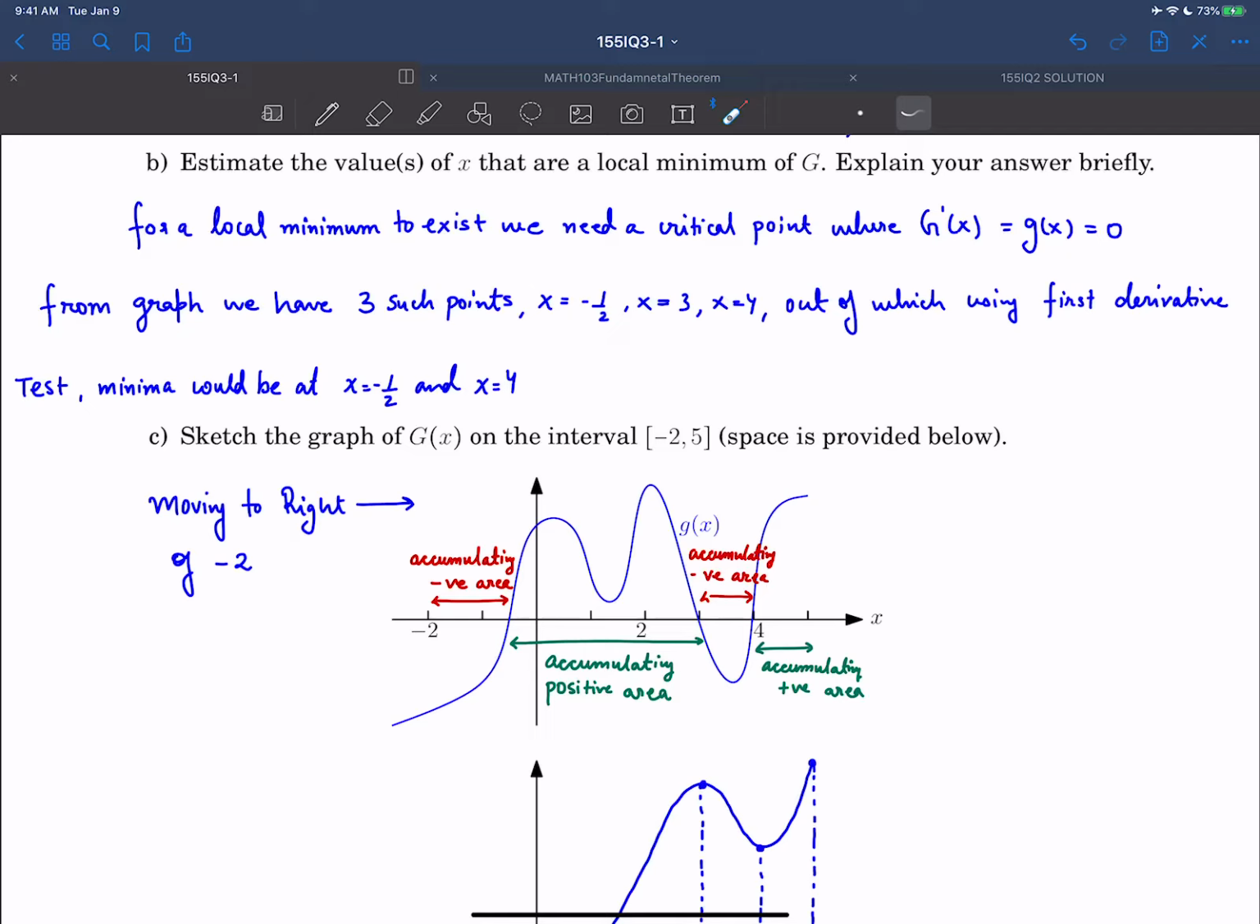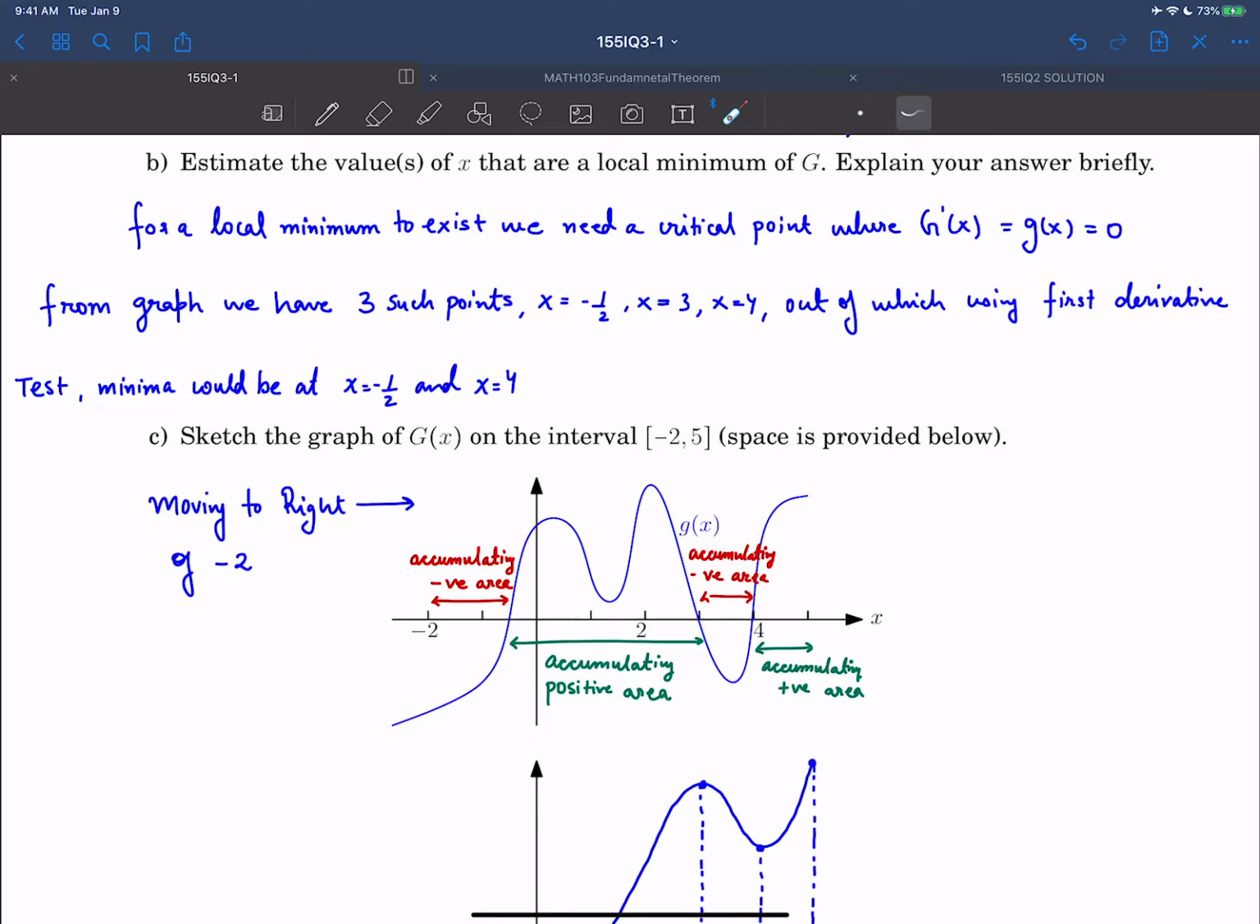Now is a tough one, where you have to sketch the original function, the capital G of x function, on the interval of -2 to 5. In this case, we need to extract information from this graph here. We can figure out where it's increasing, where it's decreasing, and roughly get an idea of where the max and the mins are. So keeping that in mind, we can actually sketch it.